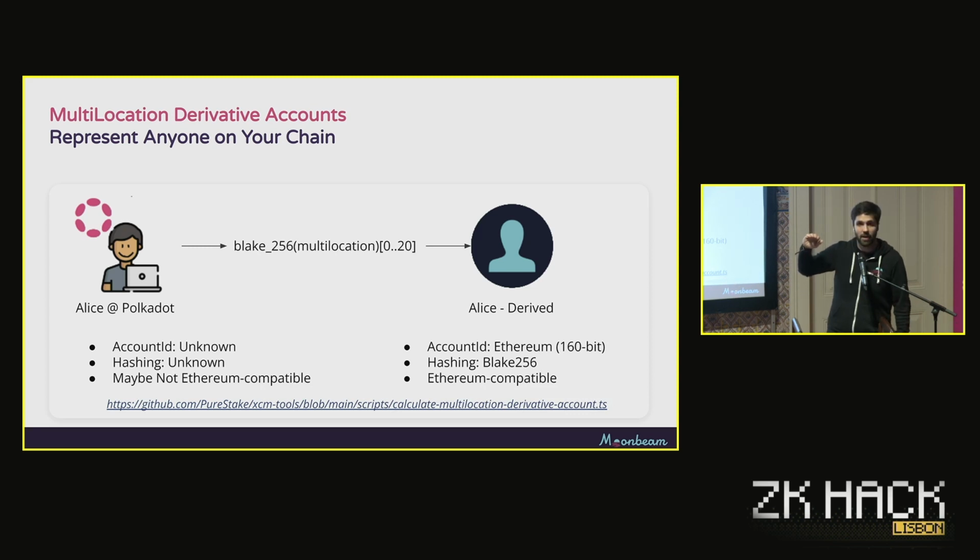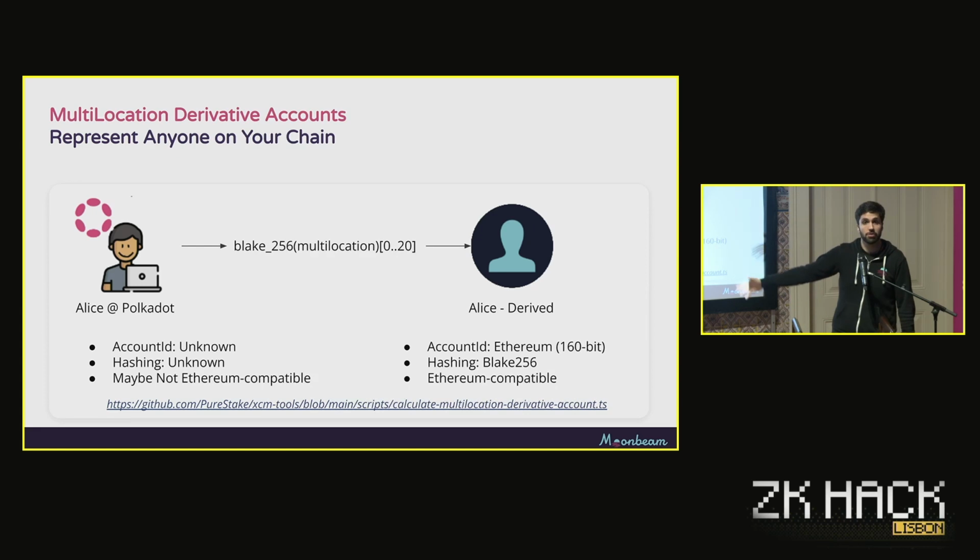You don't really care even if it's Ethereum compatible, right? But on Moonbeam, once you get that multi-location, you can hash it. We use that mechanism, and we're actually proposing this to be a standard in Polkadot. You can hash it, and because you're cutting 20 bytes, you can guarantee that this is 160 bits long, or 20 bytes. The hashing doesn't really matter, as long as it's a one-way hash that's strong enough. Then you can guarantee that it's Ethereum compatible, because 20-byte addresses are Ethereum compatible.